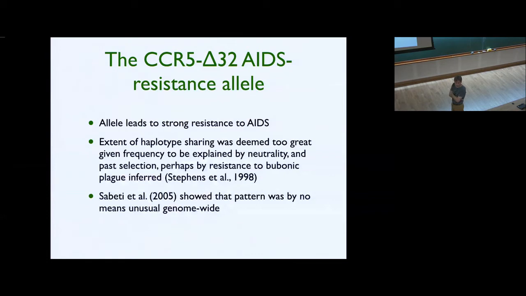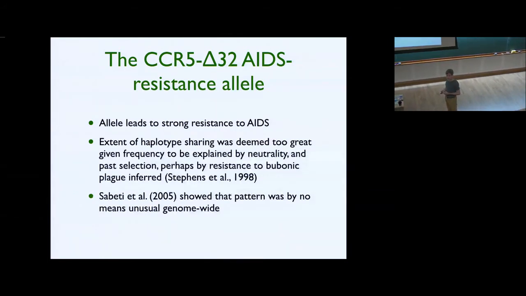Because there are many papers like this, right? The CCR5-32 allele was found to give resistance to AIDS, and it was in vogue for a while to speculate that all these things that were resistant to diseases must have been involved in being resistant to something else in the past, and that's why they had such high frequency.